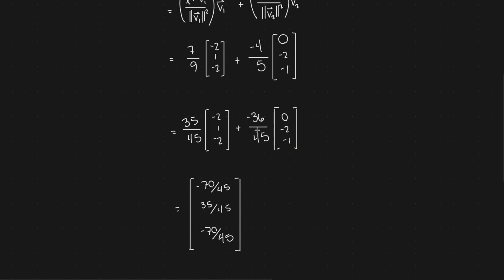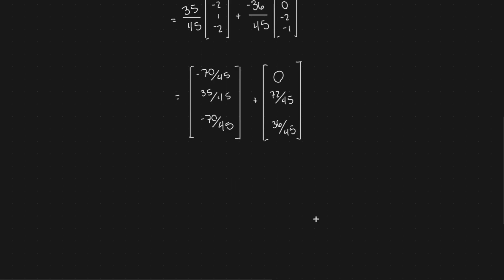Then do the same thing here. Since these are both negative, I'll multiply the negative in there. 0 times anything is 0. Negative 2 times negative 36 over 45 is positive 72 over 45. And then negative 36 over 45 times negative 1 is positive 36 over 45. All right, we're almost done. Let's add them together.